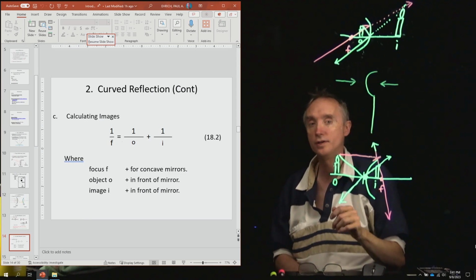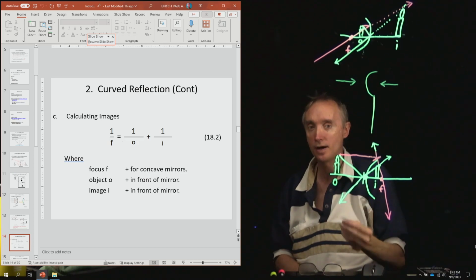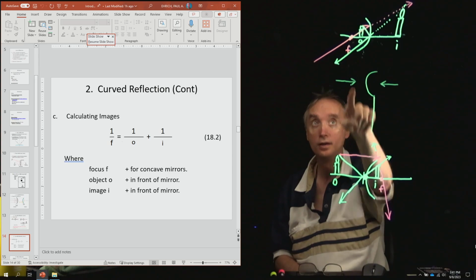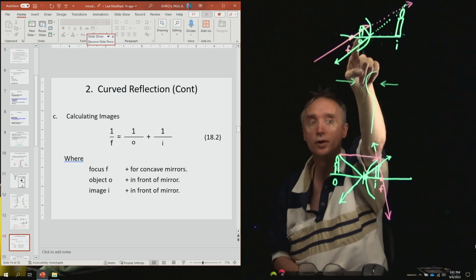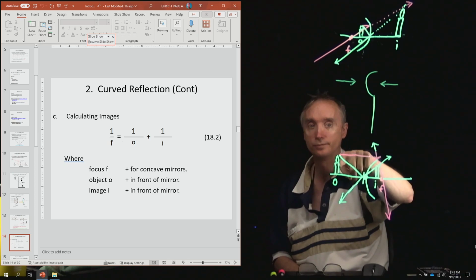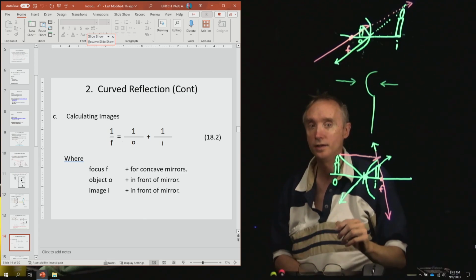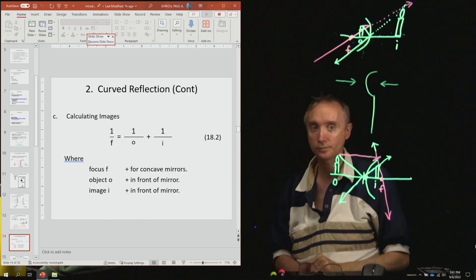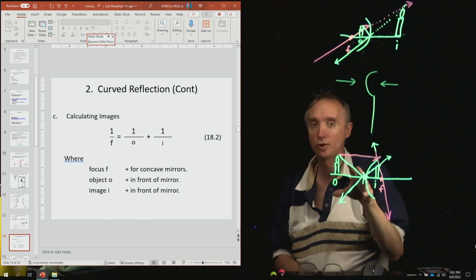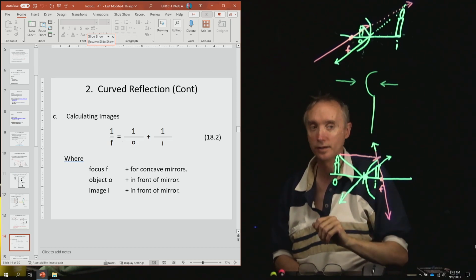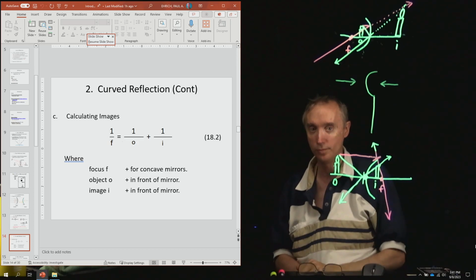Okay, O is the object, and it's going to be a positive number if the object is in front of the mirror. And so the object was in front of the mirror, the object was in front of the mirror, so both of these would have been positive numbers. And then finally, you've got I, which is the image, which is going to be a positive number if it's in front of the mirror. And so we can use this formula, 1 over F equals 1 over O plus 1 over I, in order to mathematically calculate where the image would be.